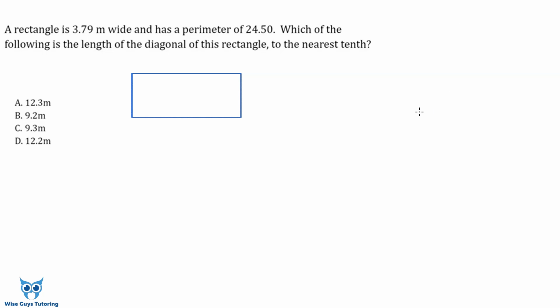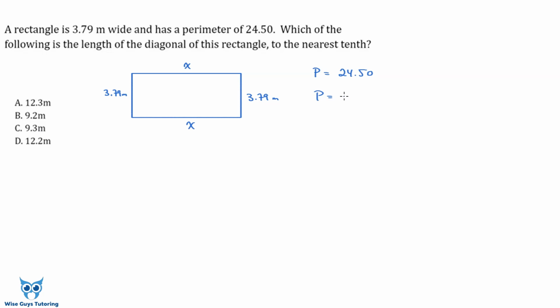Here's a rectangle, right? And they've given me that it is 3.79 meters wide. 3.79 meters on that side. And since this is a rectangle, this side will be the exact same. Okay? Also, since it's a rectangle, I know that this long side, the length here, let's call it x since I don't know what it is, will be the same on both sides. Okay? And they've given me that the perimeter equals 24.50.